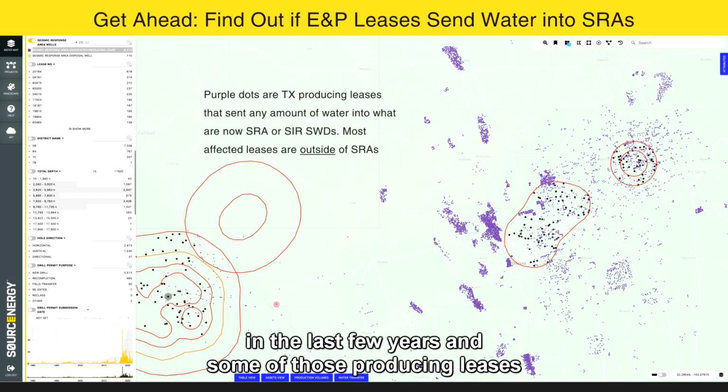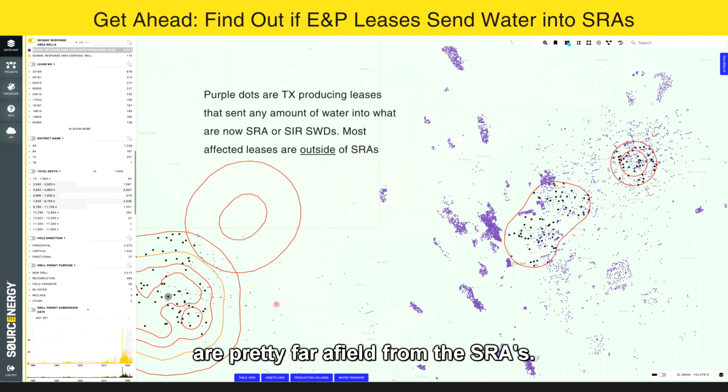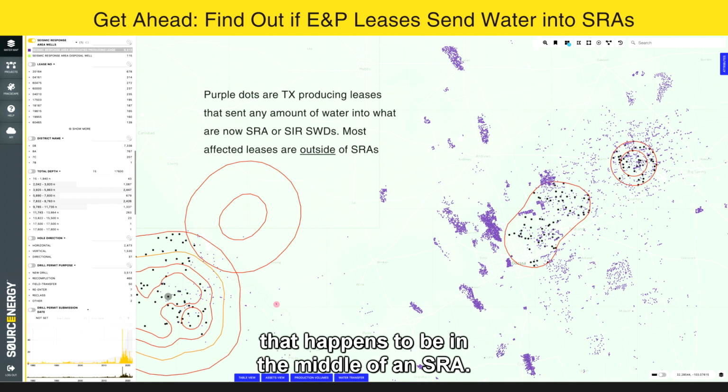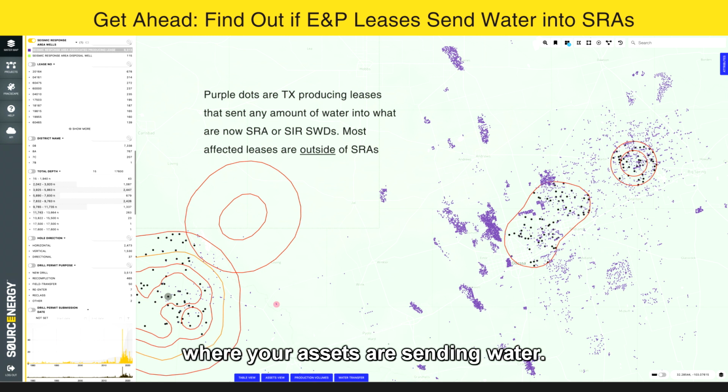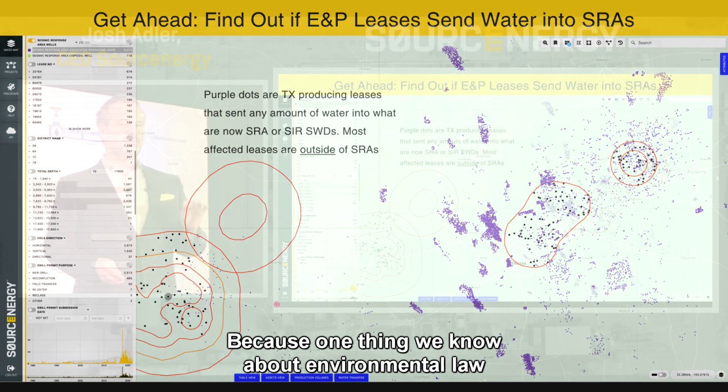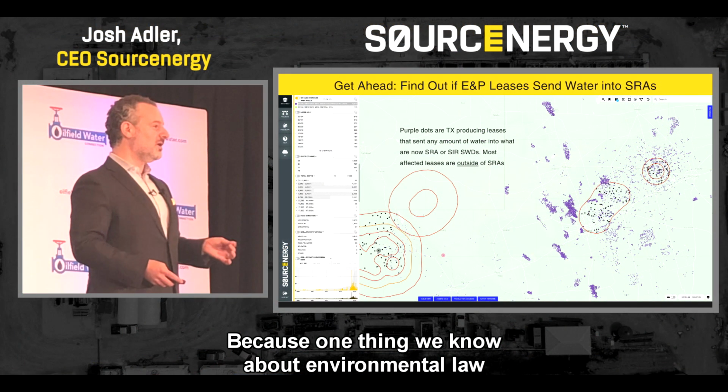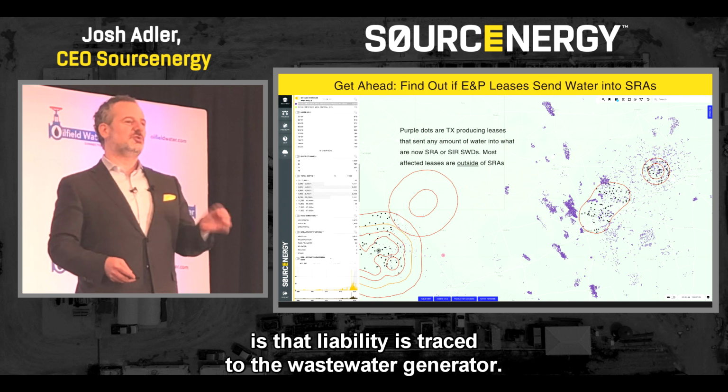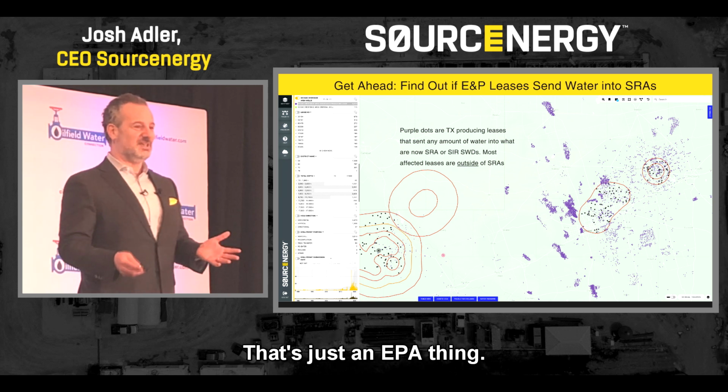And some of those producing leases are pretty far afield from the SRAs. In a lot of cases, those operators probably don't realize that that water is going down a pipeline quite a few miles to a big disposal that happens to be in the middle of an SRA. So you really need to understand where your assets are sending water, because one thing we know about environmental law is that liability is traced to the wastewater generator. That's just an EPA thing.